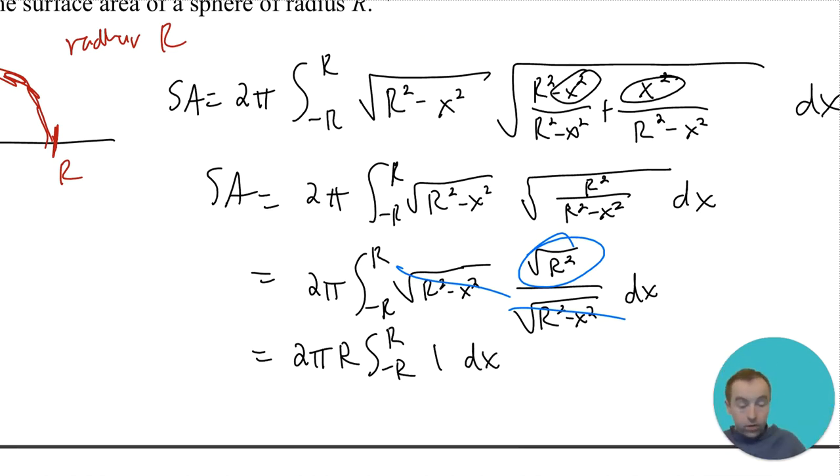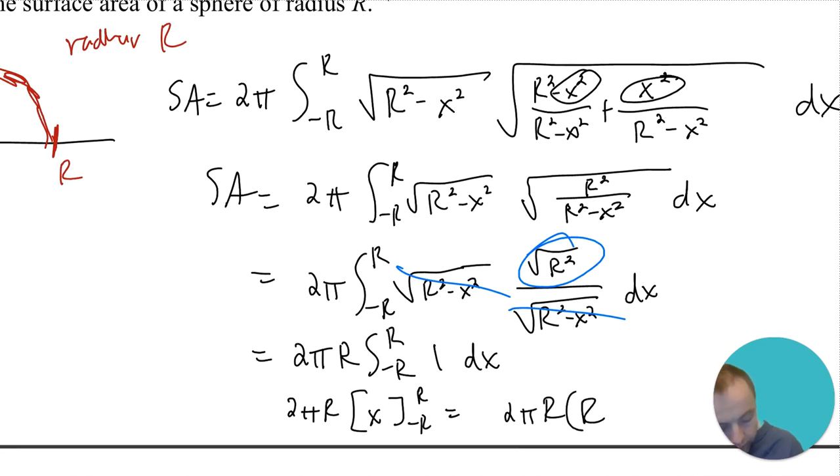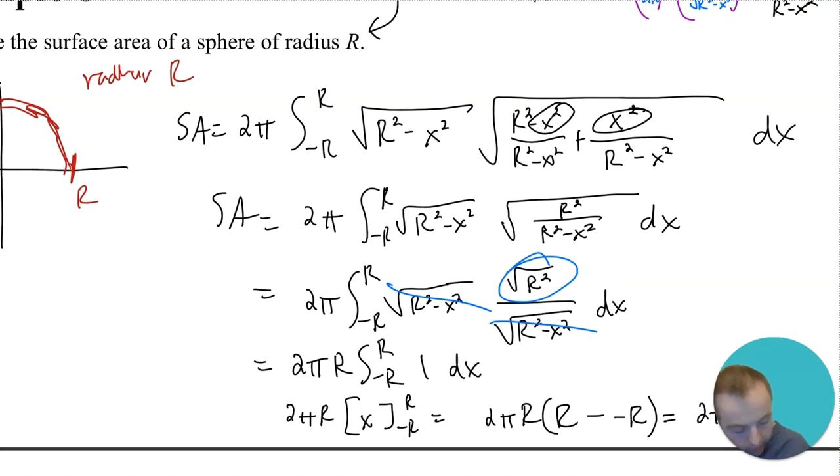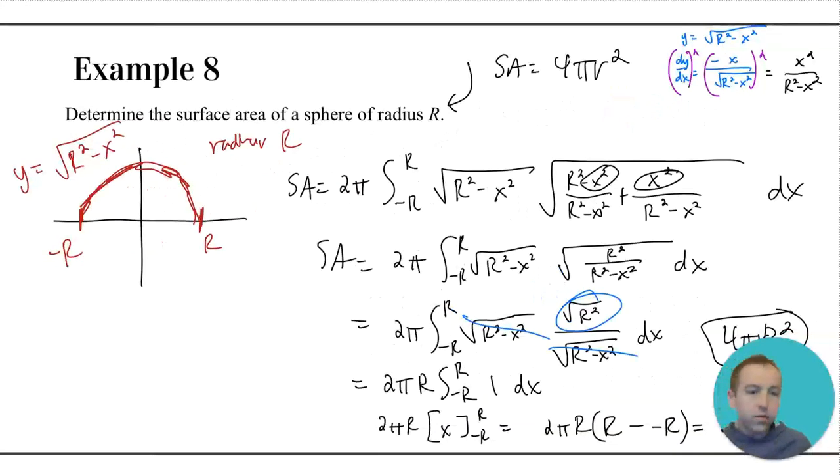dx. I could pull the r in front because r is just a known number, right? x is what our variable is, so the r could be pulled in front. And then the antiderivative of 1 is just x, and we evaluate x between negative r and r, multiplied by 2 pi r. So you plug in r for x, then plug in negative r for x, and subtract. That makes it become 2 pi r times 2r, and that comes out to be 4 pi r squared, which is exactly what the surface area is for a sphere, right?